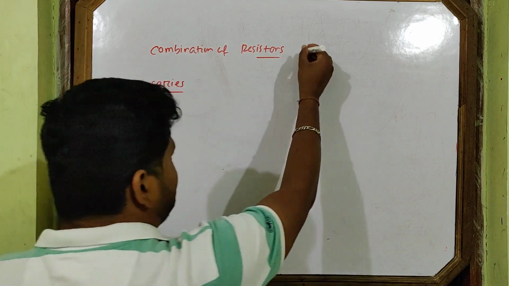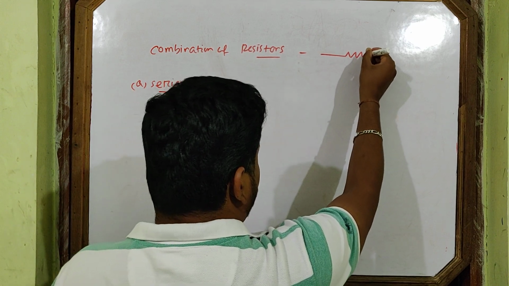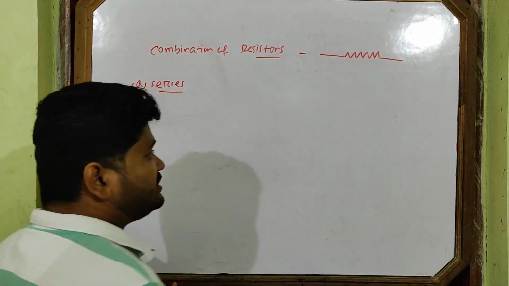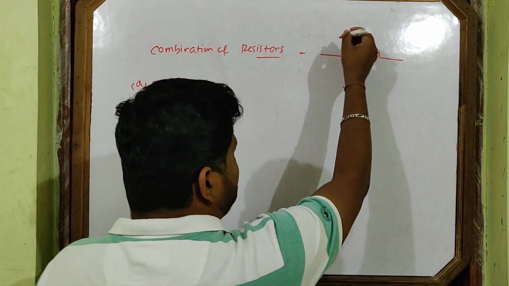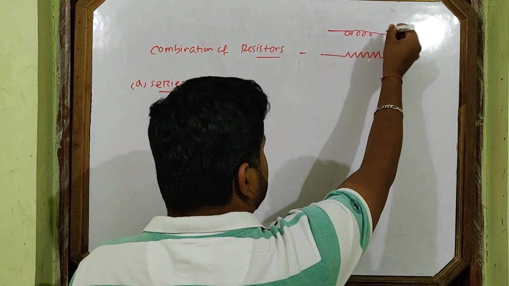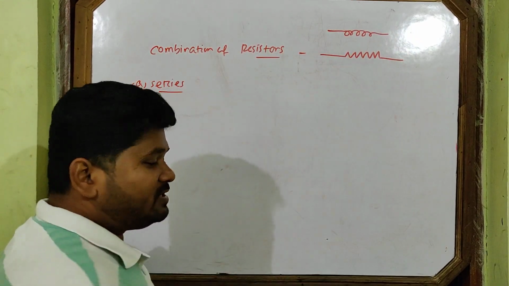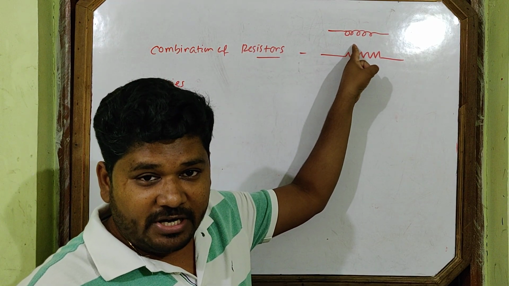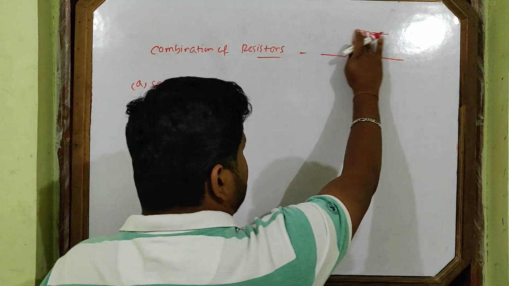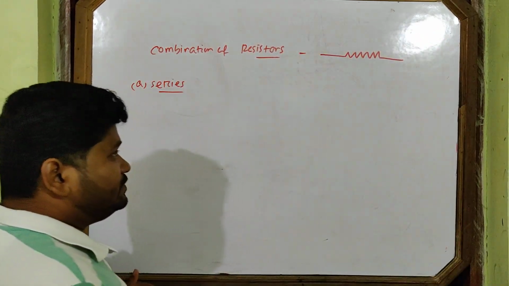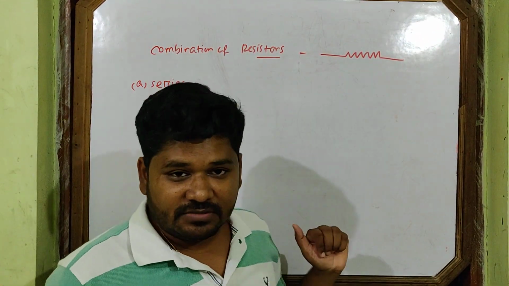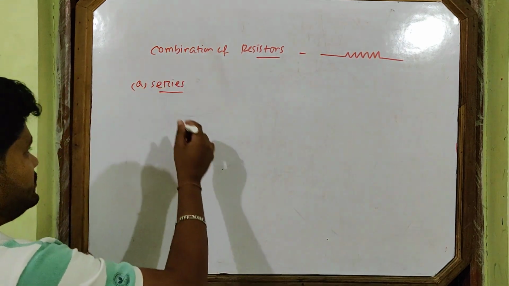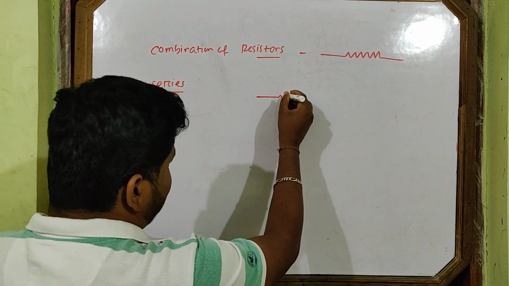You know this is the symbol of resistor. By mistake some students sometimes do like this, but don't do. This is actually the symbol of another device we will discuss later. This is the symbol of inductor. Okay, by mistake some students do like this, don't do. So this is the symbol of resistor. So first we will do series combination.